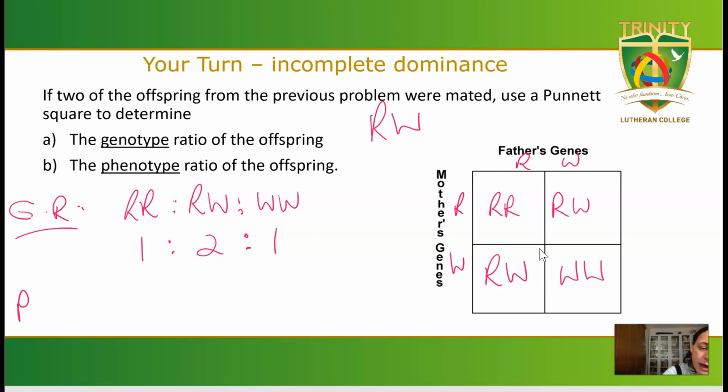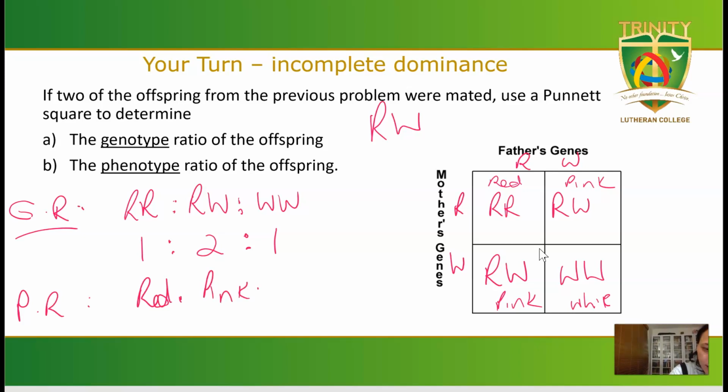My phenotype ratio is going to be the same because this one is red, this one is pink, this one is pink, this one is white. So it's going to be red is to pink is to white, 1:2:1. Hopefully you got that answer.